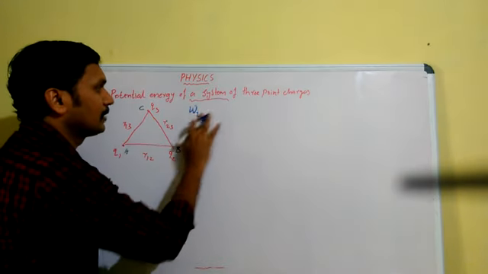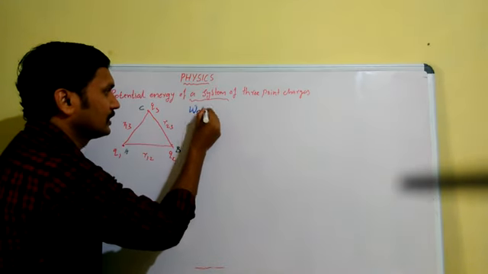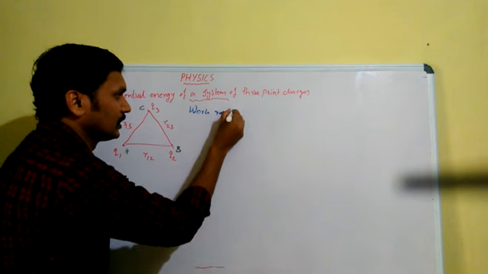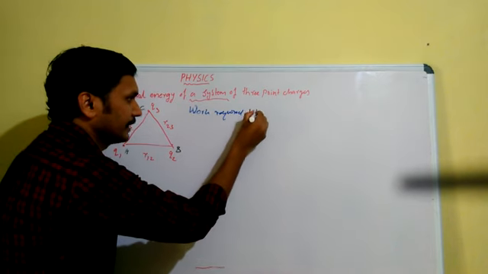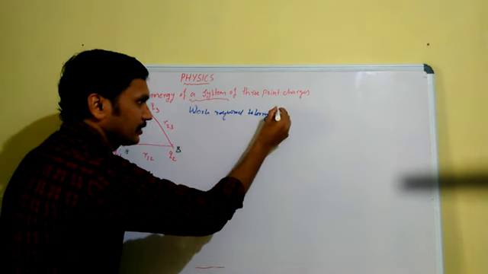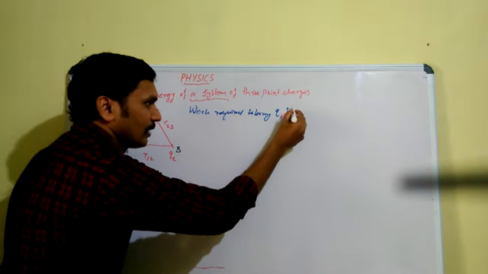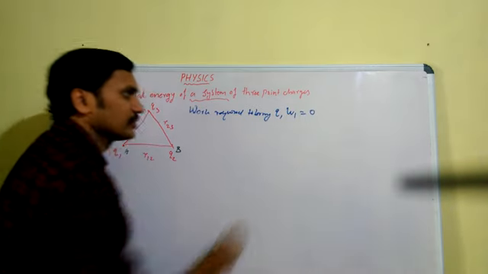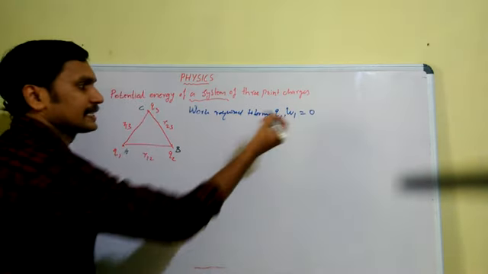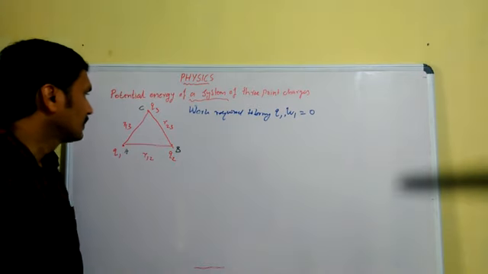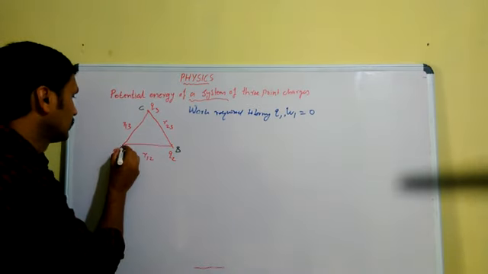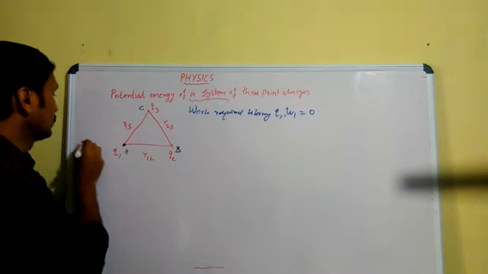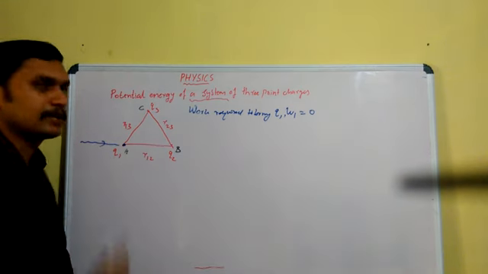What is W1? W1 is the work required to bring Q1. It is equal to 0 because there is no external electric field. Now Q1 is brought from infinity and placed at the point A.